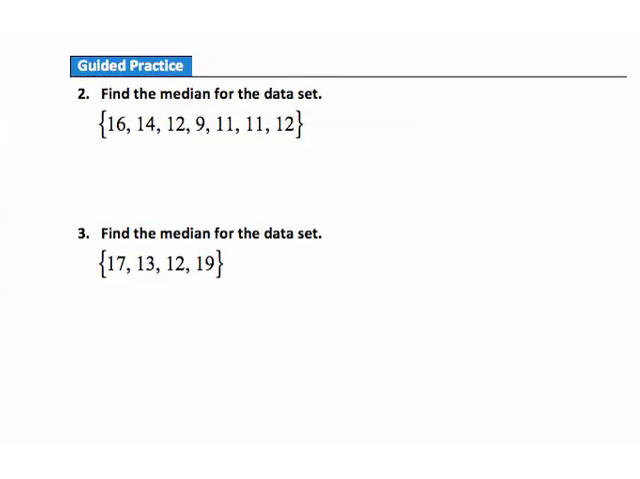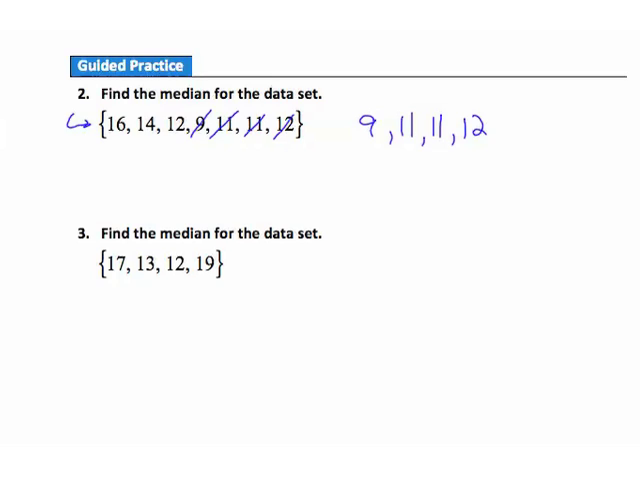Question 2. Find the median for the data set. Well, here's our data set. We're going to need to organize it from least to greatest. So let's see, we'll start with 9. That's the smallest value that I have there. Cross that out. Looks like the next value is 11. And then I have an 11 again, so I would list that again. The next largest value is 12.